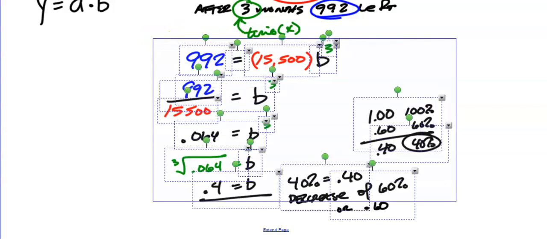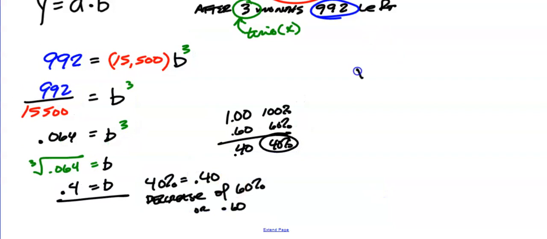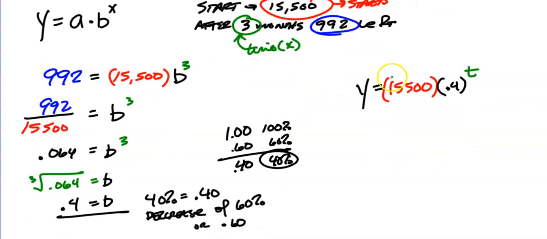So now what we have is we have our equation and some work here. So now we've got our equation, which is y is equal to our starting value of 15,500, that's our start, times our b, which is 0.4, all of that to the power of time, which we'll just call time. And we have to figure out until this is 5 rooms, I think. Only 5, less than 5 rooms. Okay, so less than 5 rooms.